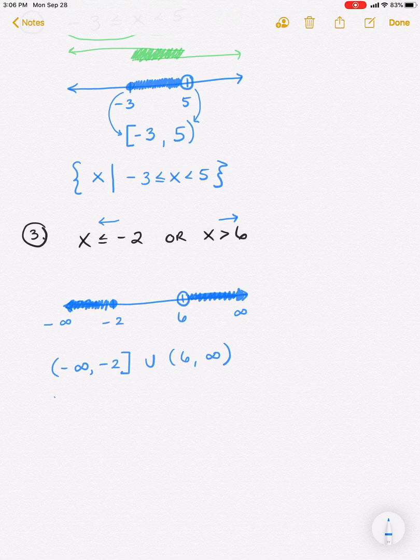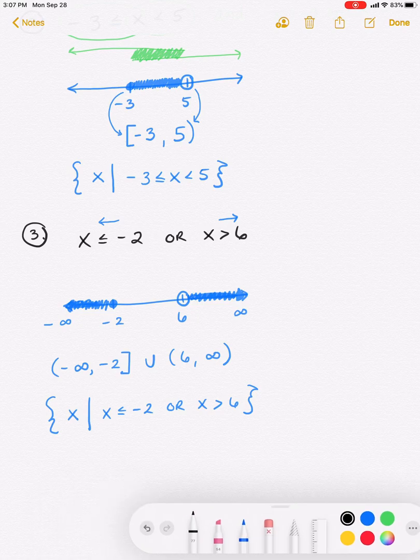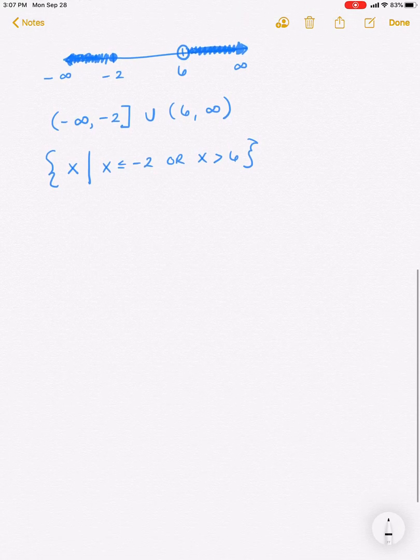If I was going to do set notation, I would make my brace with an X and I put my line. And then I basically just copy down that inequality, X is less than or equal to -2 or X is greater than 6. So I'm really and truly, the set notation is pretty much just the inequality that was given to you, but with some fancy symbols. All right, so this was pretty routine. This is what most students knew coming into class.